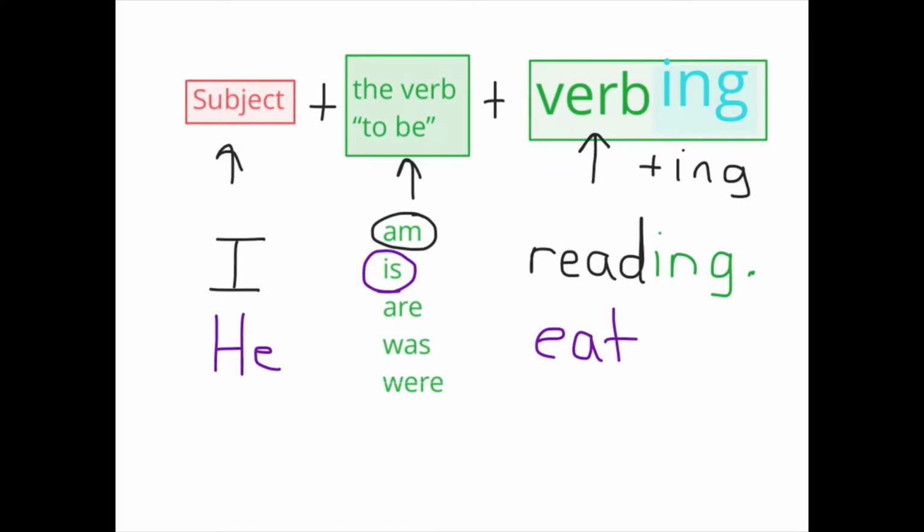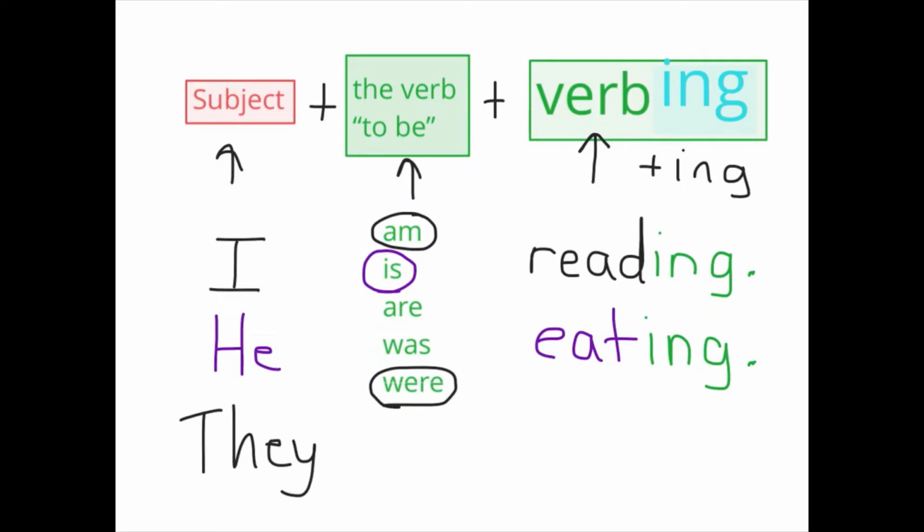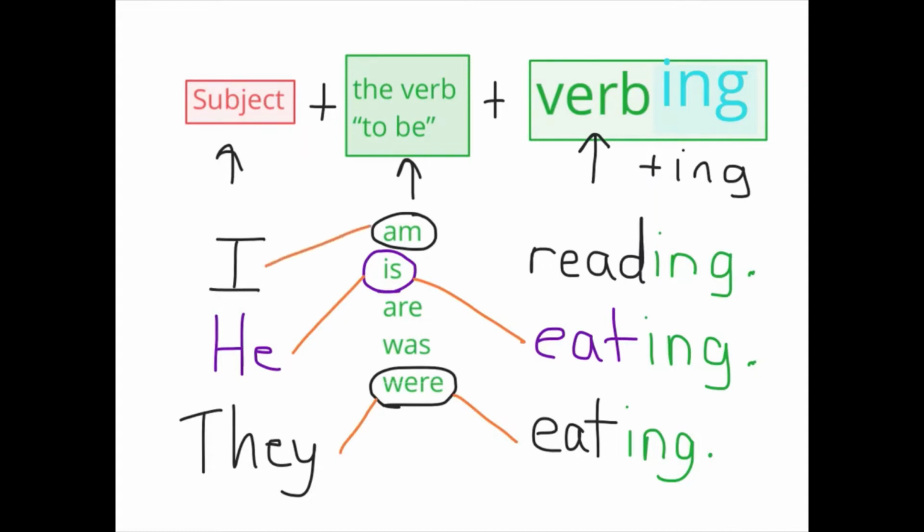And then I add on ing. He is eating. If he was eating dinner with his family and they were all done, then we would say they. That's more than one person. And they are all done eating, so we say were. Our action verb is eat, and we add on ing. So it goes like this. They were eating. He is eating. I am reading.